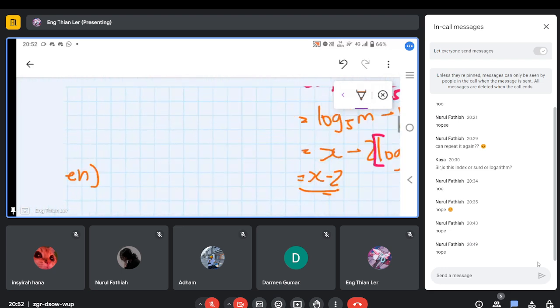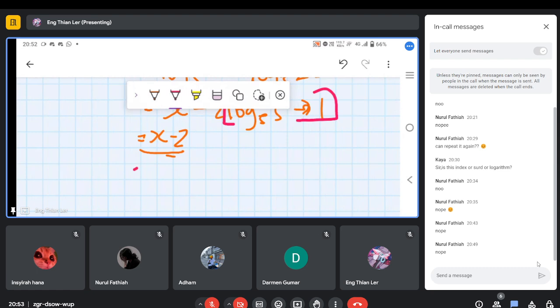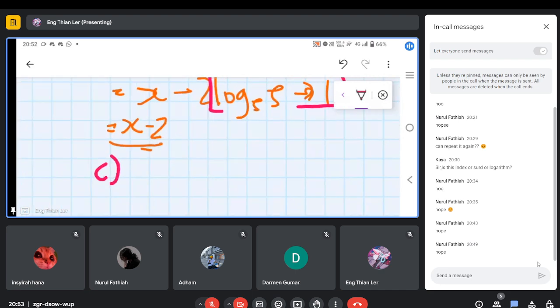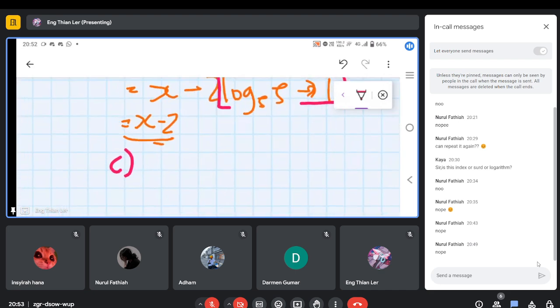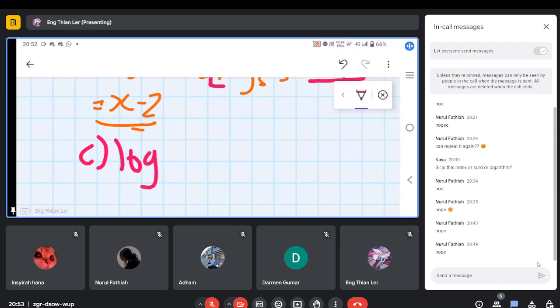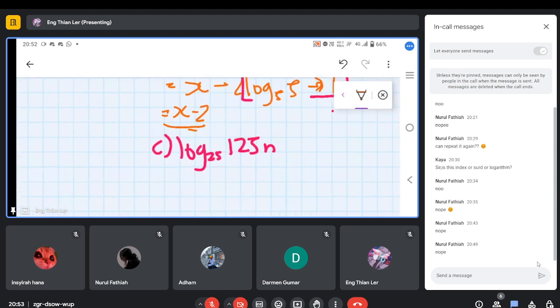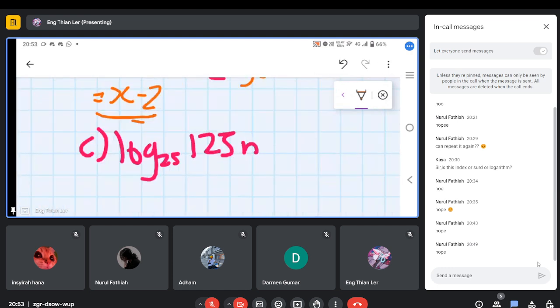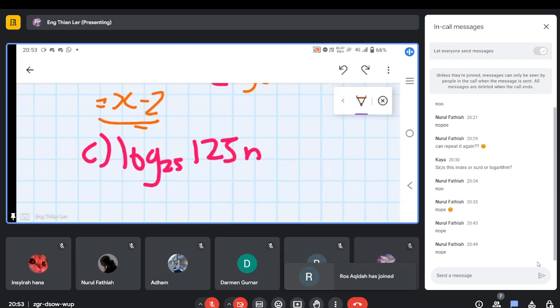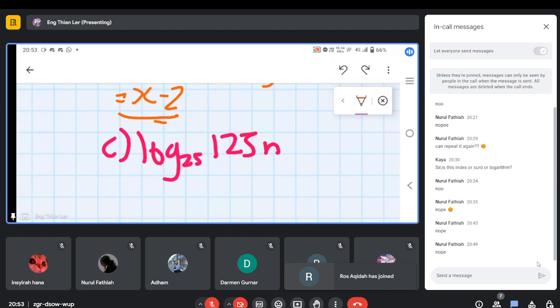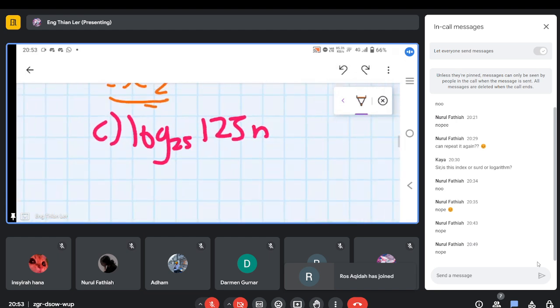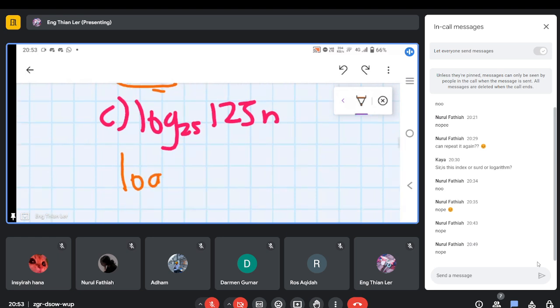So for c, it looks pretty hard, but actually it's overall the same thing. It's log base 25 of 125n. So now this is getting a little bit complicated. How do we do this? Clearly the base 25 is different. So at first we need to change the base. We don't want 25, we want 5. So we change base 25 to base 5.